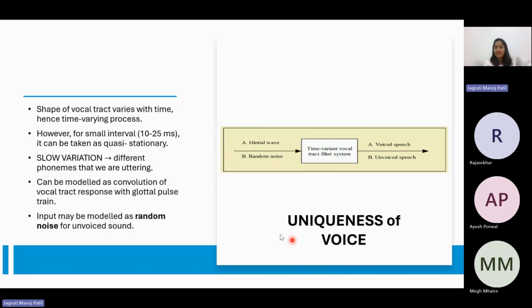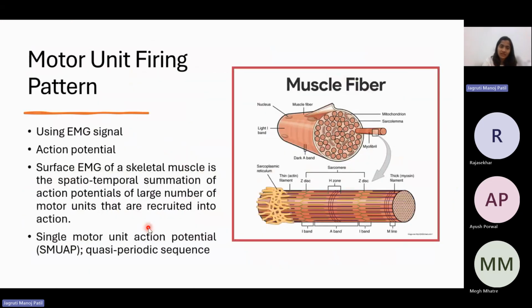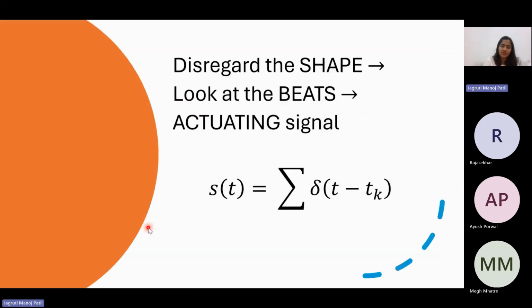If your sound is not being given a pitch or a frequency, then that kind of sound is called unvoiced sound, and the input for that kind of sound can be a random noise. So till here we had these three examples: the EMG, the ECG, and the last was the voice signal.